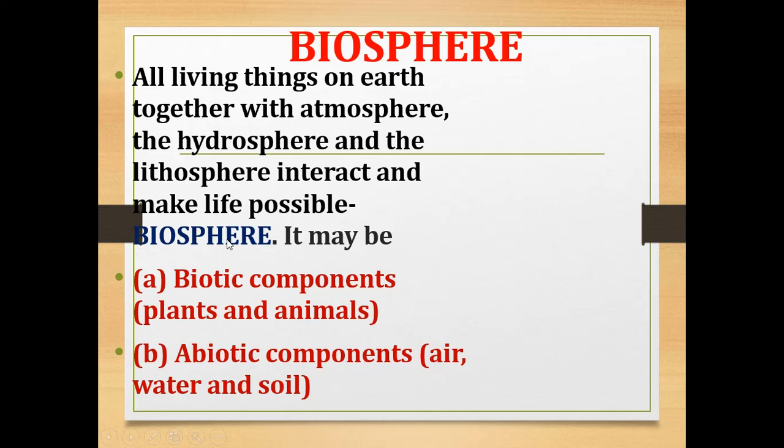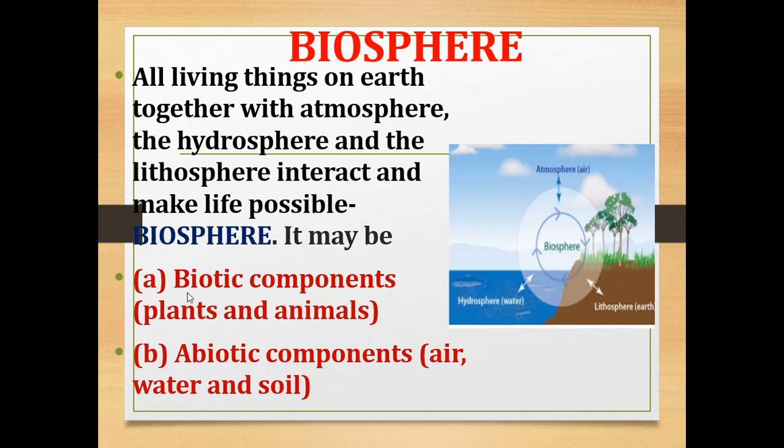So biosphere, there are two components. What are they? Biotic components and abiotic components. So biosphere includes atmosphere, hydrosphere, lithosphere and biotic components such as plants and animals. These together constitute biosphere.